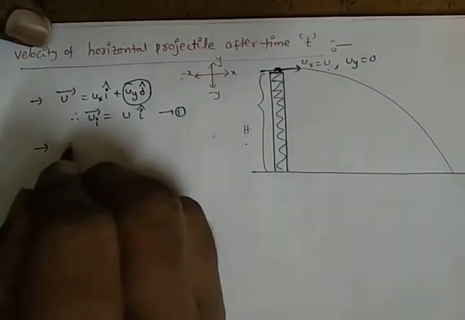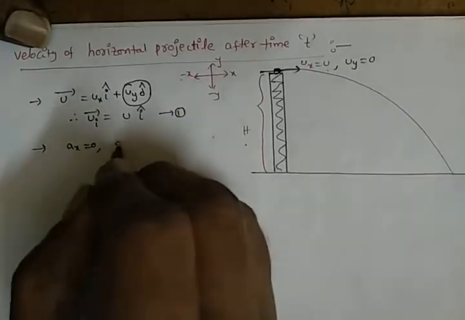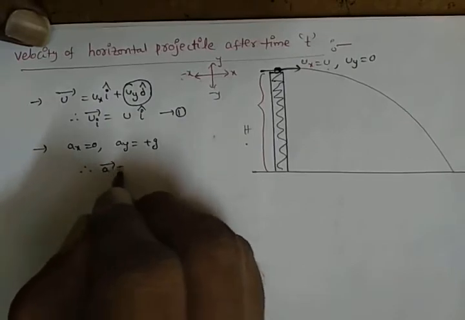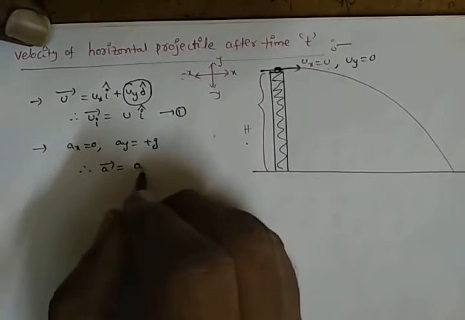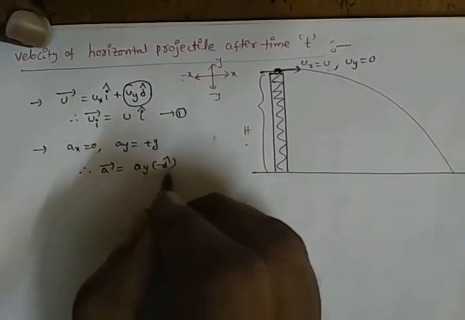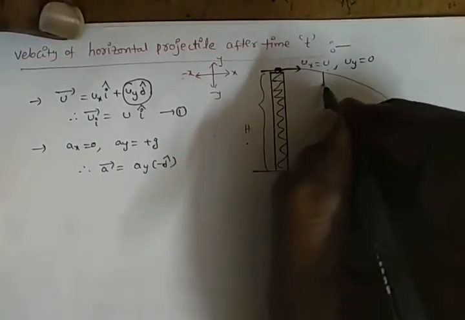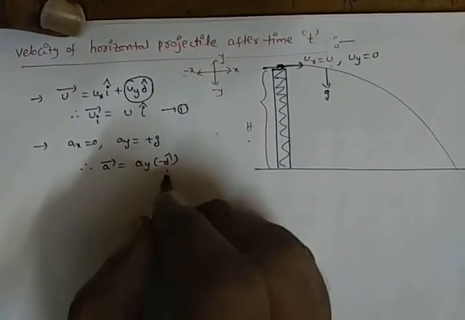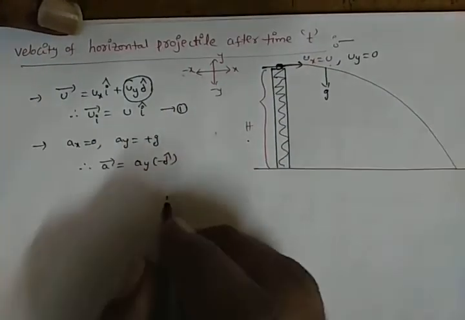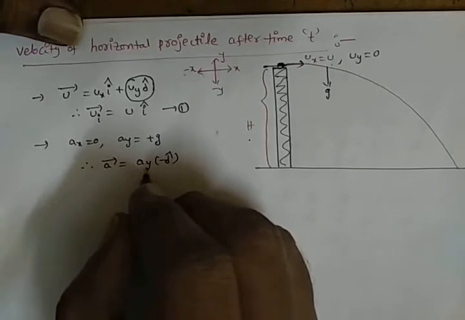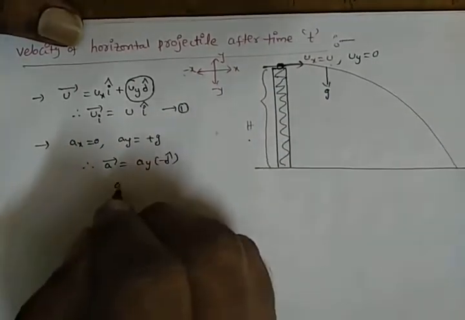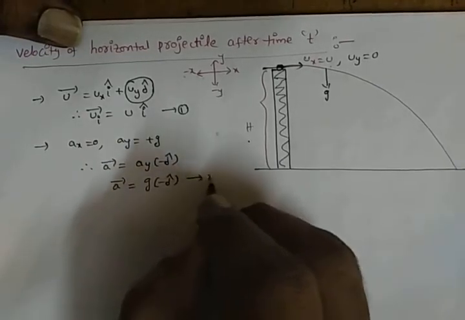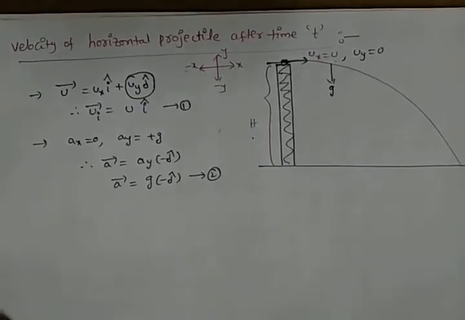And also horizontal acceleration is 0 and vertical acceleration is g. Therefore, the acceleration vector is given by ay minus j cap. Why? Because acceleration due to gravity is acting towards the negative y-axis. That's why I take the unit vector as minus j cap. So here I substitute the value of ay as g. Then we get the acceleration vector is g minus j cap. Let this be equation number 2.